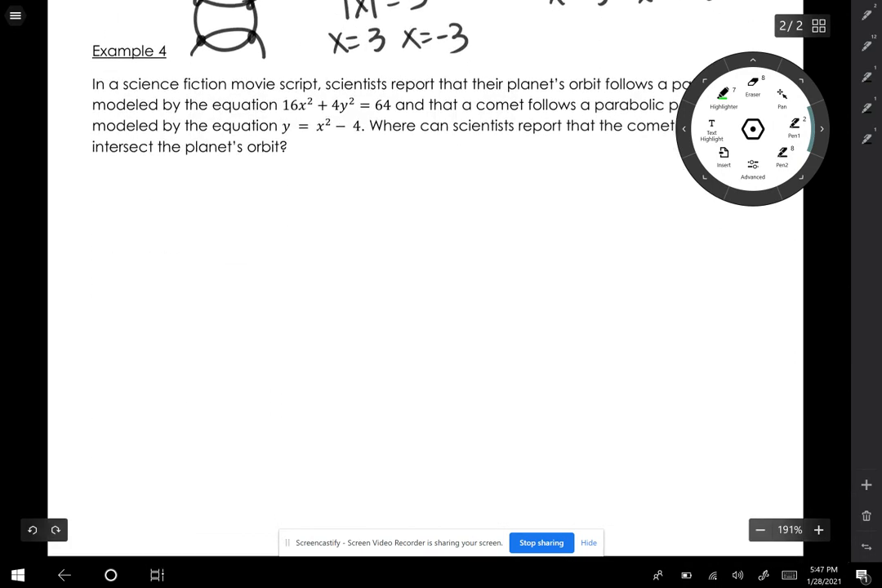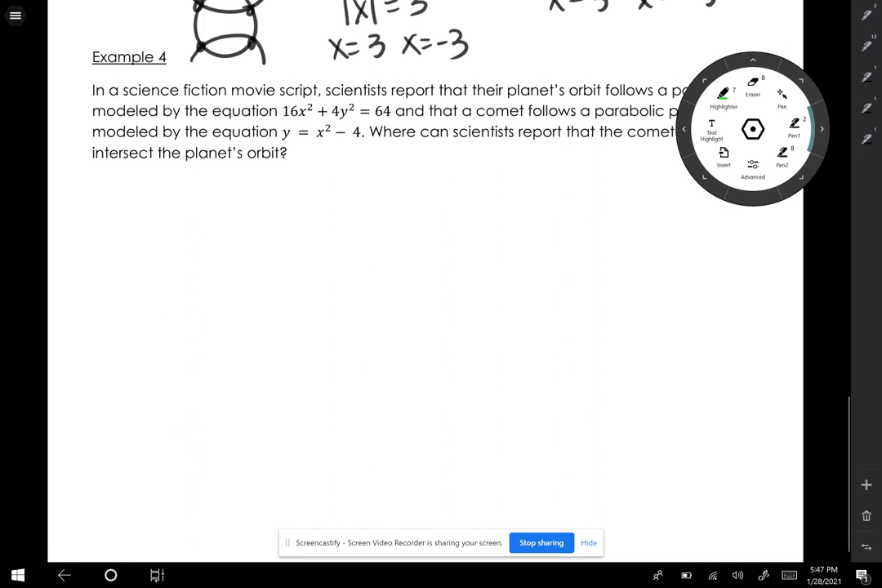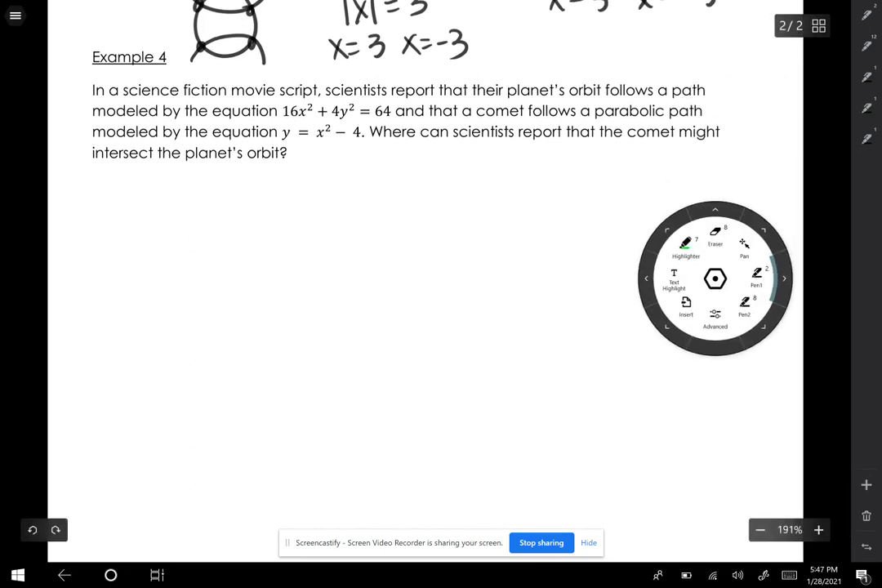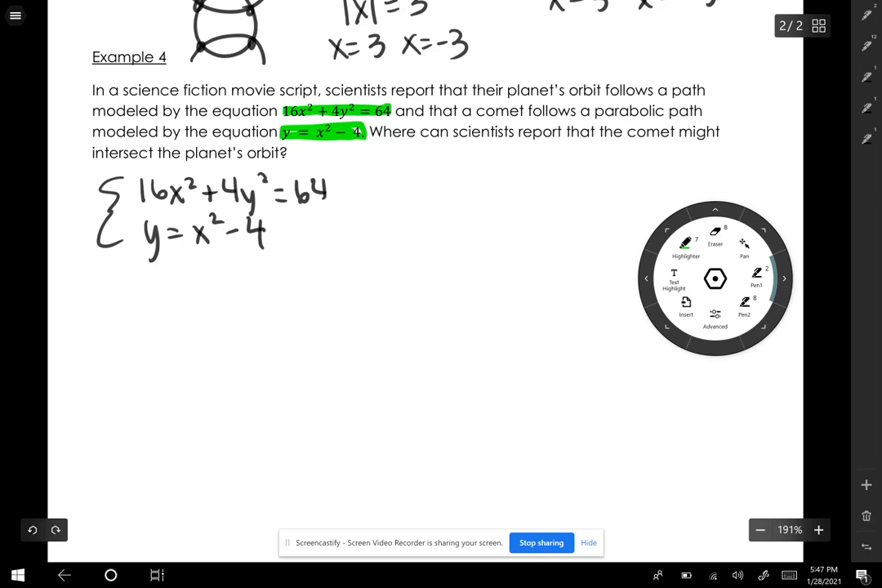All right, our last example is a word problem. In a science fiction movie script, scientists report that their planet's orbit follows a path modeled by the equation 16x squared plus 4y squared equals 64, and that a comet follows a parabolic path modeled by the equation y equals x squared minus 4. Where can scientists report that the comet might intersect the planet's orbit? So what they gave us here was a system to solve. That system has 16x squared plus 4y squared equals 64, and y equals x squared minus 4. So we're going to have to solve this system.